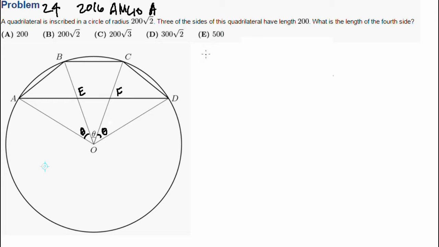Today we're going to be doing AMC 10A 2016 problem 24. I would do AMC 10B problems, but technically I'm not allowed to discuss them till tomorrow. So without further ado, let's get started. Try to solve it if you can, pause the video if you need to. And here is the solution.